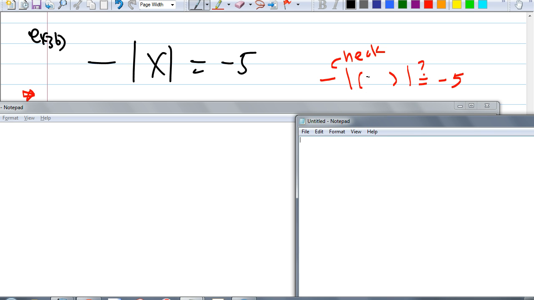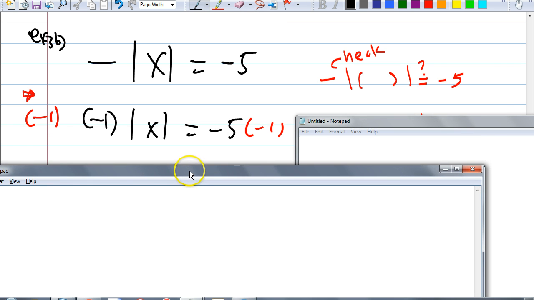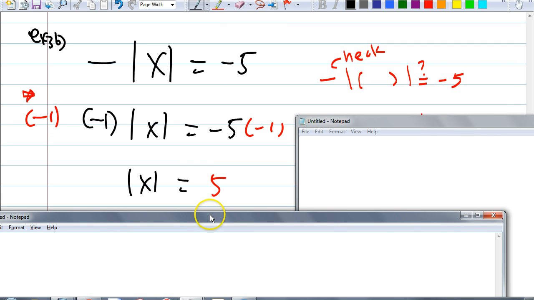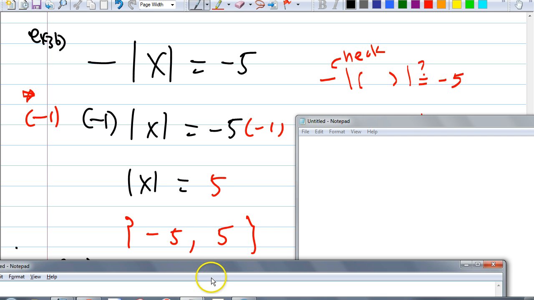What's another way to actually solve this sort of thing? Could I multiply both sides by something to make it easy for ourselves? Dana, what do you think? Could I multiply both sides by negative 1? Is that okay to do if we have an equation? Yeah, that's fine. You can multiply both sides of an equation by the same number. Then you just get absolute value of x equals 5, which is something we did already, and the answer is negative 5 or 5. Any question there? Do you see the difference between examples 3a and 3b?